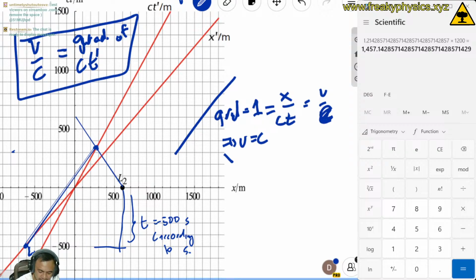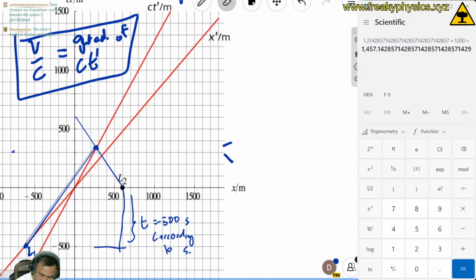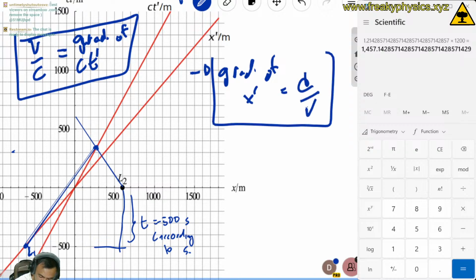So that's what you use to find v. Once you find the gradient, it's done. And can't I use the gradient of the x prime? You could, but it's going to be the reverse. The gradient of x prime will be equal to c over v. Yes.